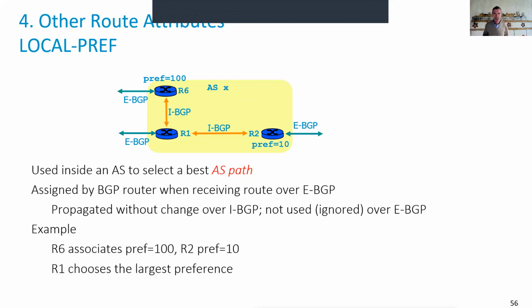Now we will discuss some of the other attributes that are used by BGP to implement policy in particular. One of them is local pref. That's a priority field that is used by BGP routers inside the domain. It's an attribute which is added to the BGP updates and is transported by i-BGP but not by e-BGP.